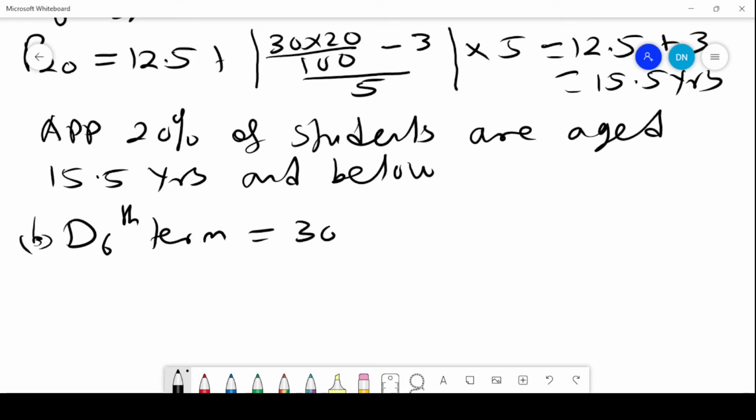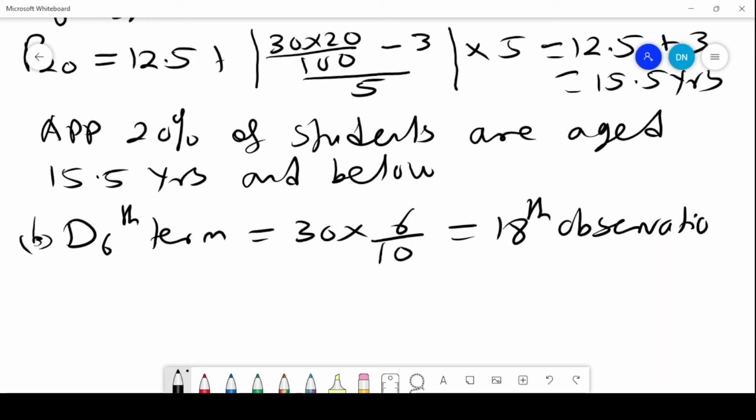For the D6th term, first of all, you look for the position. There are 30 times 6 over 10, which is the 18th observation. Now, what do we know about the 18th student? Is in which age group? Now, looking at the cumulative frequencies, it should be between 18 and 22.